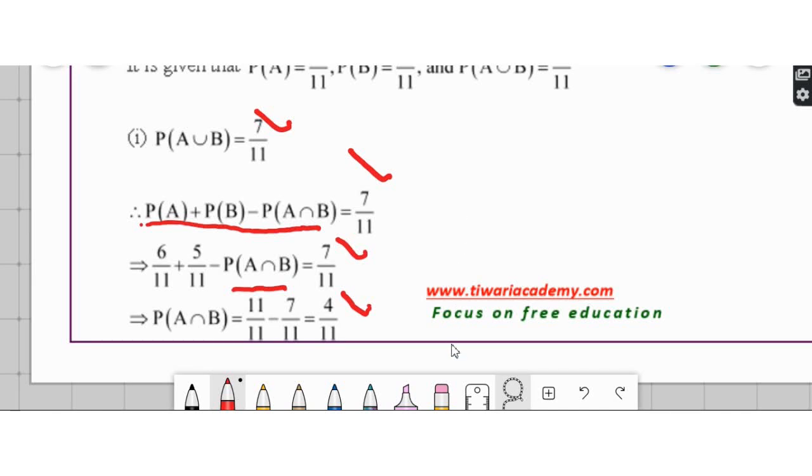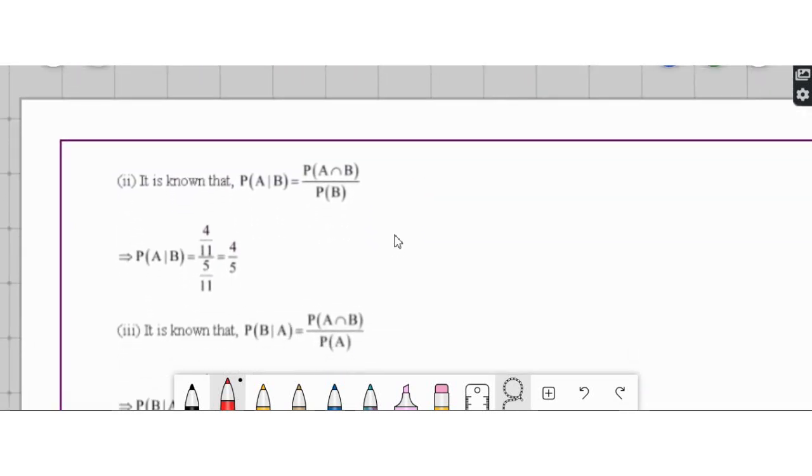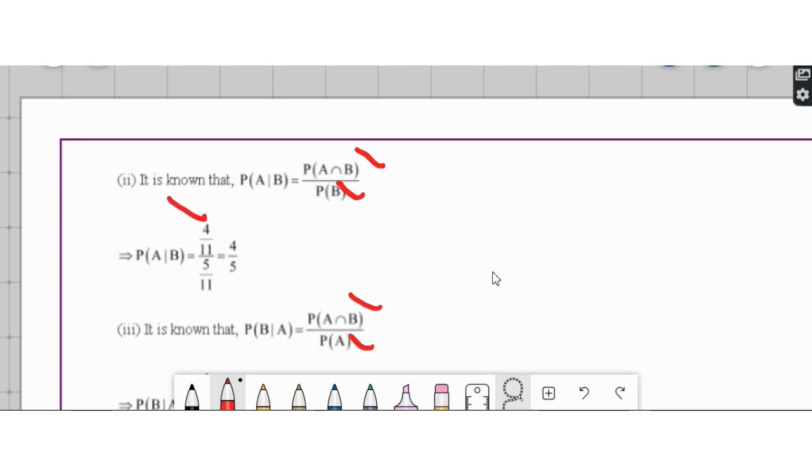Once you have the intersection, then I think P of A by B and P of B by A are not difficult, because the intersection is available, P of B is available. The intersection we already obtained, P of A is available. Replace that value. P of A intersection B is 4 by 11, that we obtained. P of B is 5 upon 11, so the answer is 4 by 5.